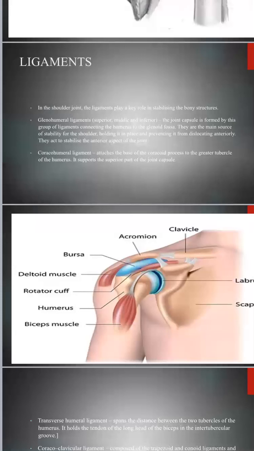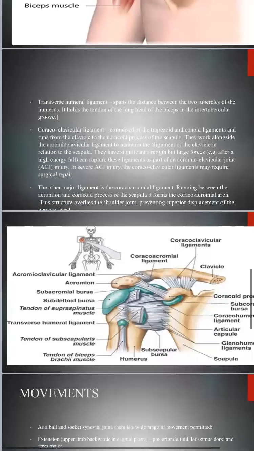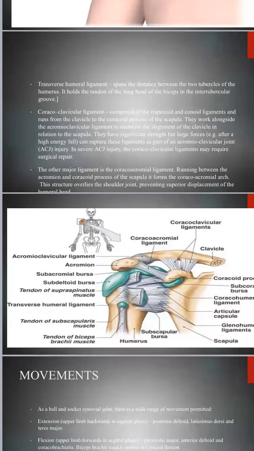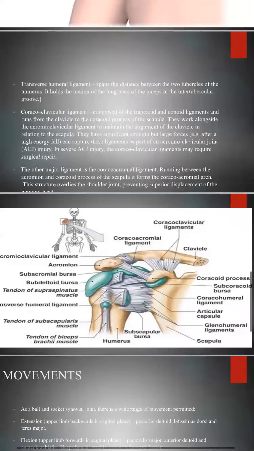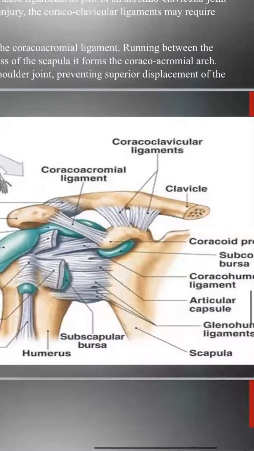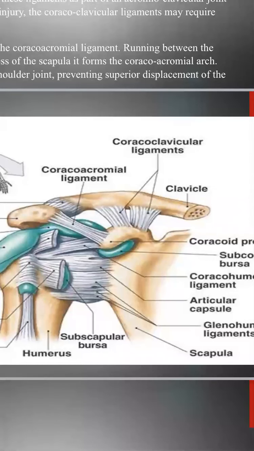The next one is the coracohumeral ligament. The coracohumeral ligament attaches the base of the coracoid process to the greater tubercle of the humerus. This one is the coracohumeral ligament.